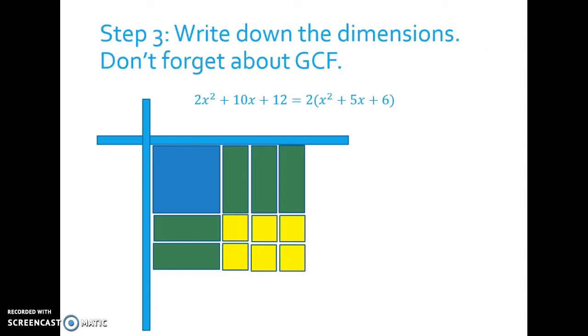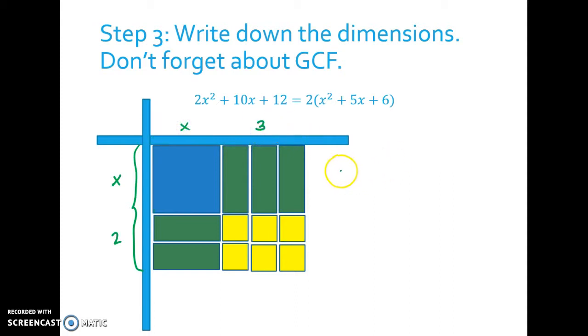Once you have your rectangle built, then you want to look along the sides of the rectangle and figure out what the dimensions are. Because this is an x squared block, that means that it's an x by x block. So this dimension is x, and these are 1 blocks, so this is really x plus 2. This dimension here would be x plus 3.